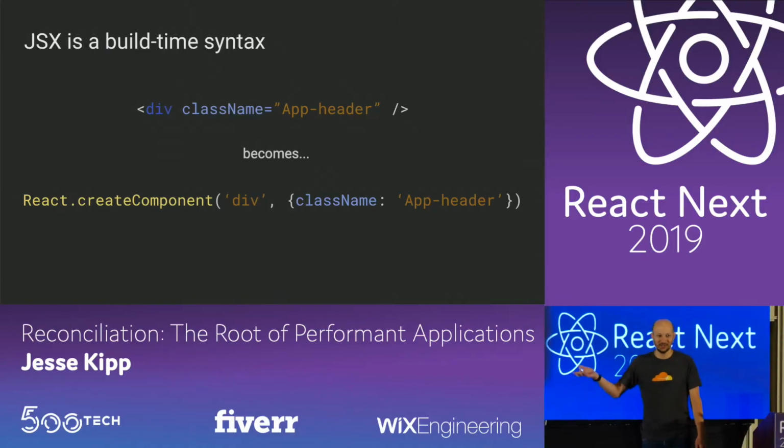JSX is really build time syntax for React.createElement. There's a Babel component that goes through your code, and it looks for all the JSX and converts every JSX element to a React.createElement call with the component and the children that are going to be called.